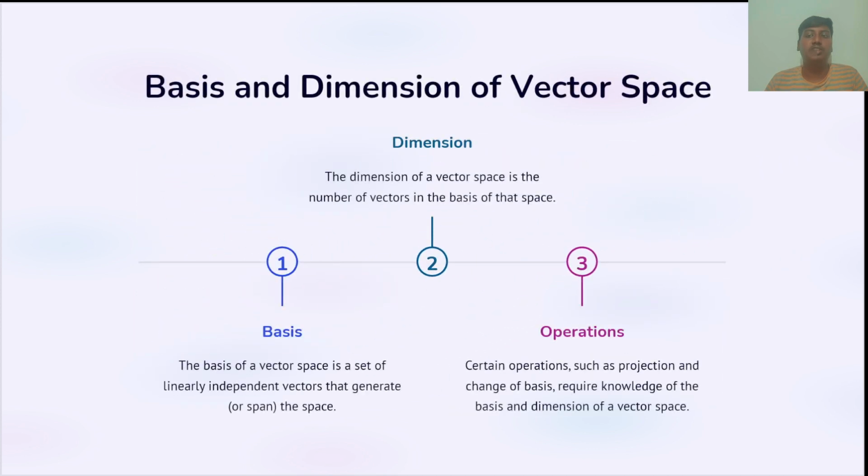Basis and dimension of vector space. Basis. The basis of a vector space is a set of linearly independent vectors that generate the space. Dimension. The dimension of a vector space is the number of vectors in the basis of the space. Operation. Certain operations such as projection and change of basis require knowledge of the basis and dimension of the vector space.